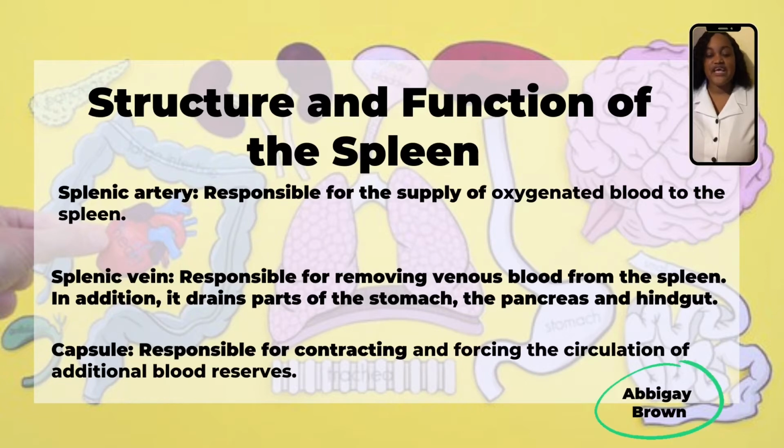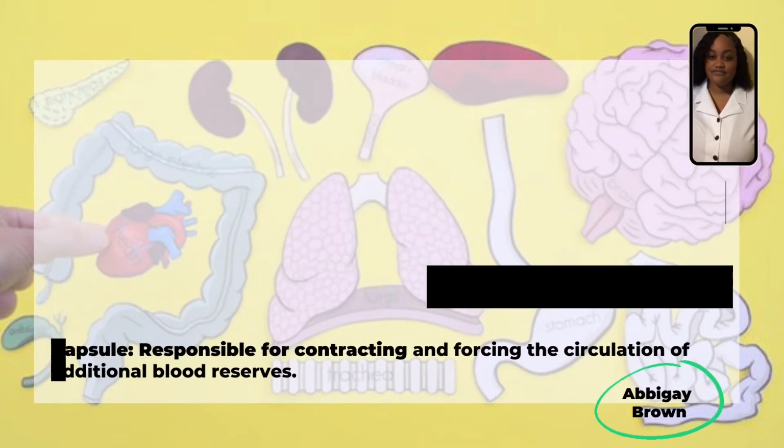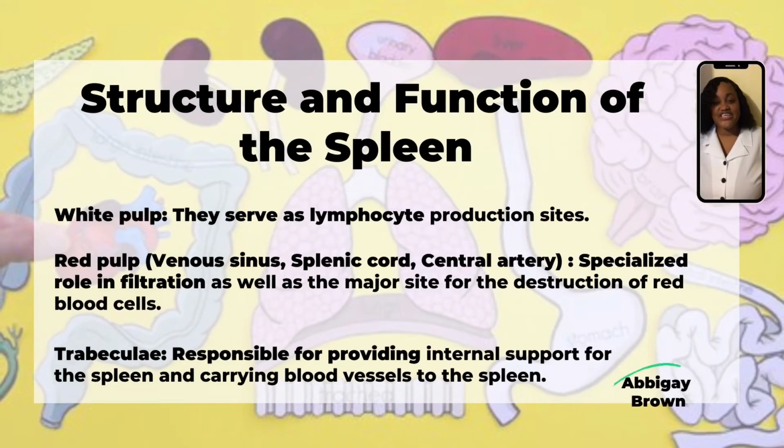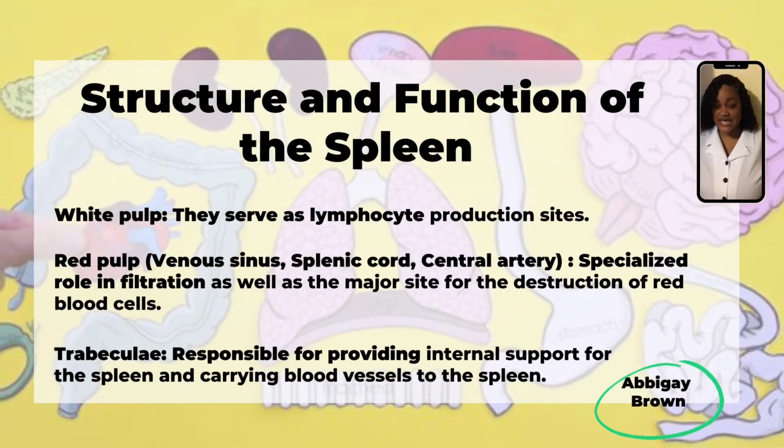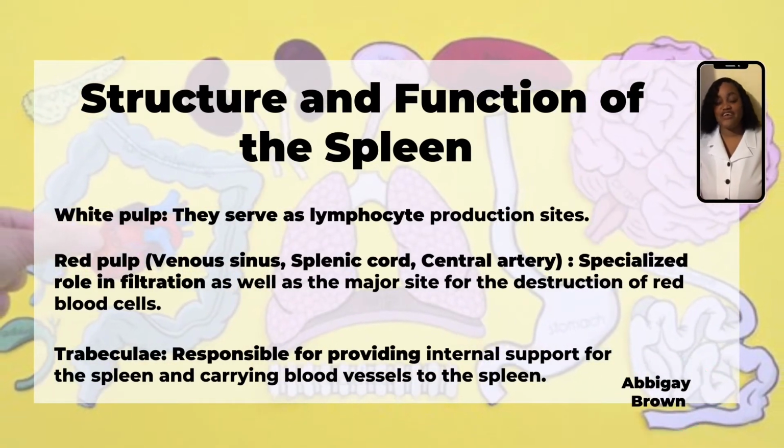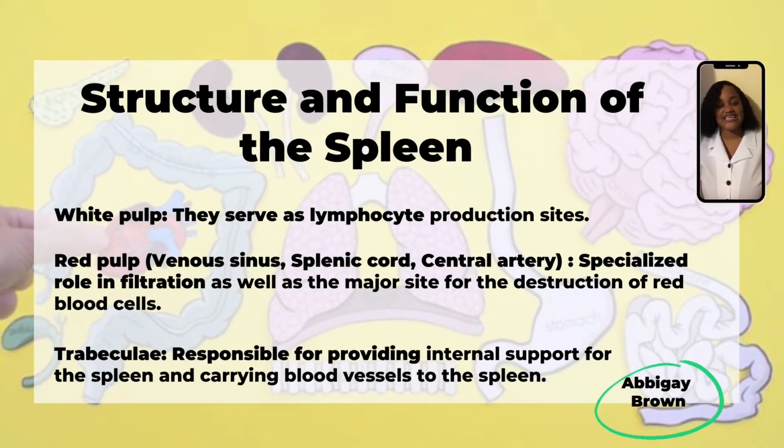The capsule is responsible for contracting and forcing the circulation of the additional blood reservoirs. The white pulp serves as a lymphocyte production site. The red pulp, which consists of the venous sinus, the splenic cord, and the central artery, specializes in filtration as well as being the major site for the destruction of red blood cells. The trabeculae are responsible for providing internal support for the spleen and carrying blood vessels to the spleen.